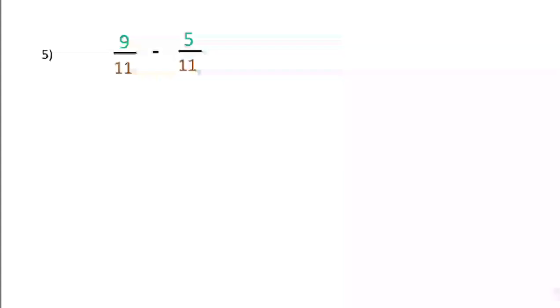Okay, next, 9 by 11 minus 5 by 11. That is 9 minus 5 equal to 4. 4 by 11. No need of reducing this.